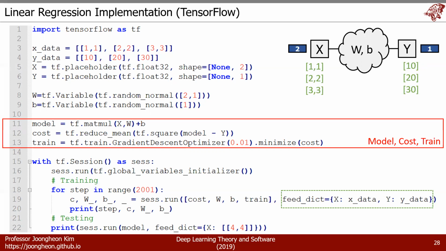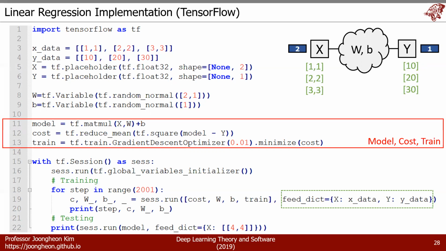In line 1, we have the TensorFlow definition. In line 3, we have x_data. In line 4, we have y_data. Within there, we set our training data. In x_data, we have 1, 1, 2, 2, and 3, 3. In y_data, we have the corresponding results: 10, 20, and 30.